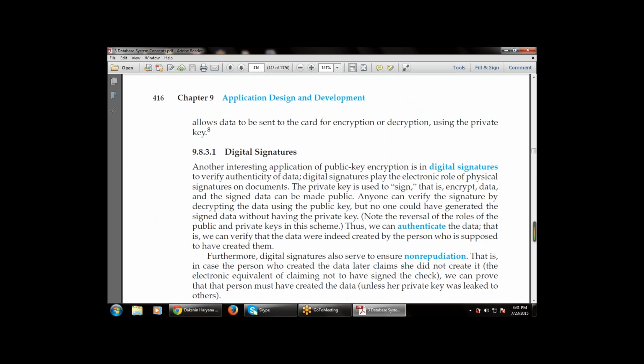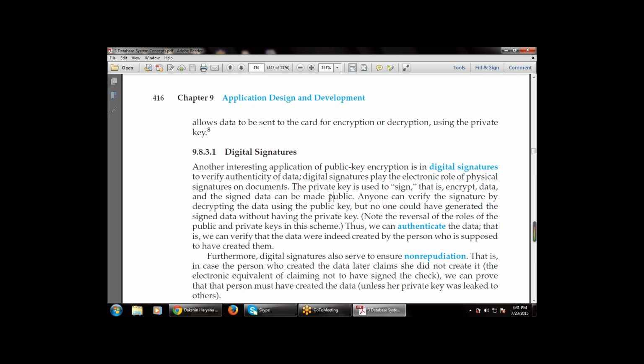A digital signature is a signature formed using digital means to verify the authenticity of the data. A digital signature plays the role of a physical signature on a document. The private key is used to sign, that is, to encrypt the data, and signed data can be made public. Anyone can verify the signature by decrypting the data using the public key, but no one can generate the signed data without having the private key.